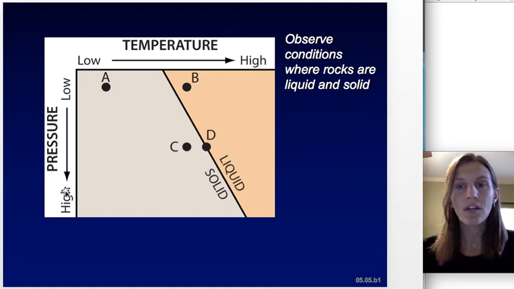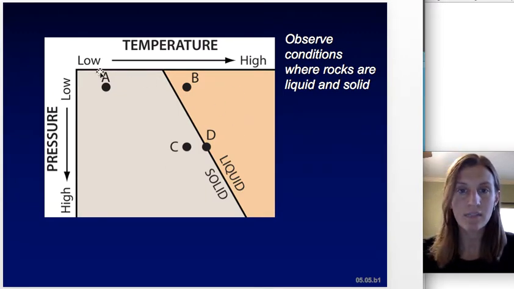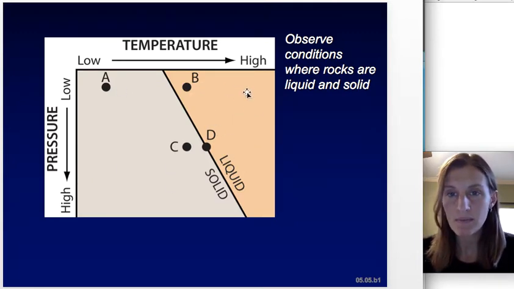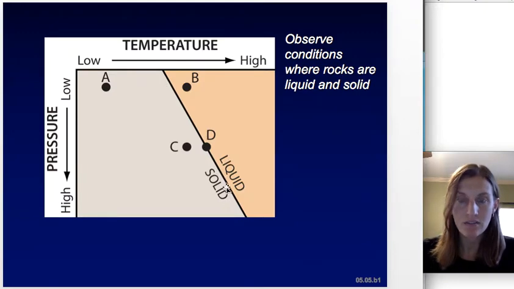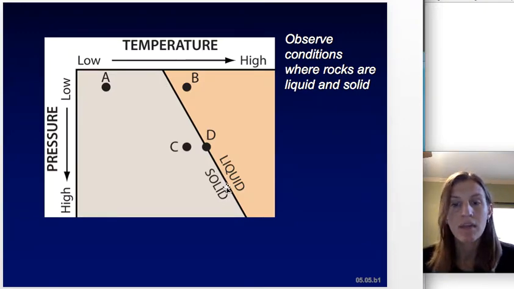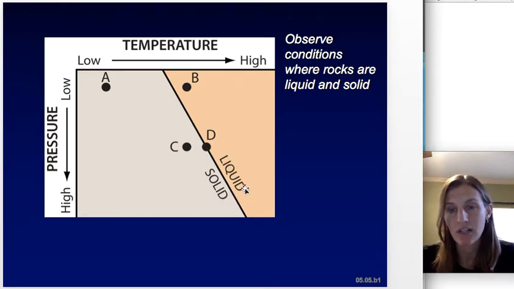Okay, you're looking at two fields: the solid field and the liquid field. For these specific temperatures and pressures, a rock would be solid. For these specific temperatures and pressures, the rock would be liquid, so not a rock. The boundary between them slopes down and to the right, because higher temperatures are needed to melt a rock under higher pressure.